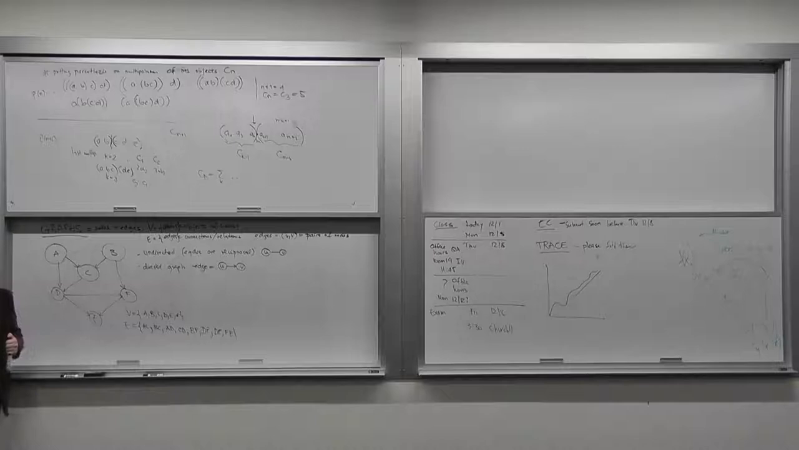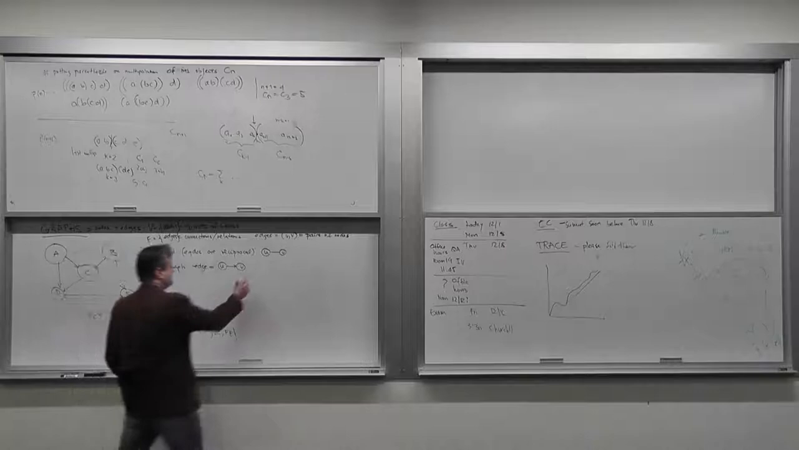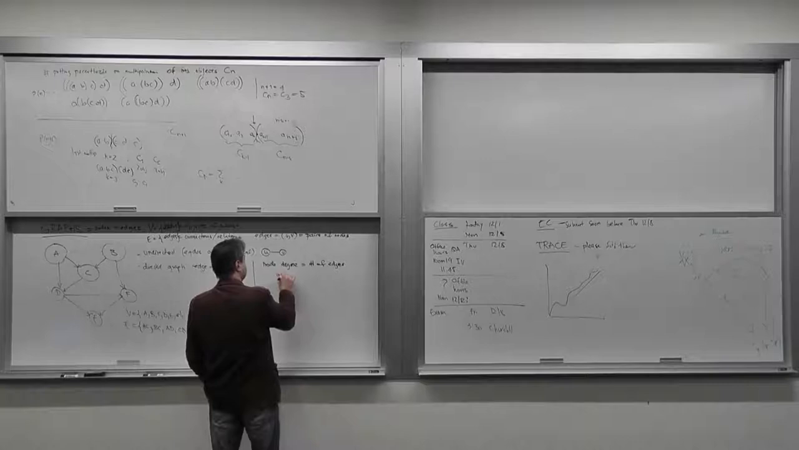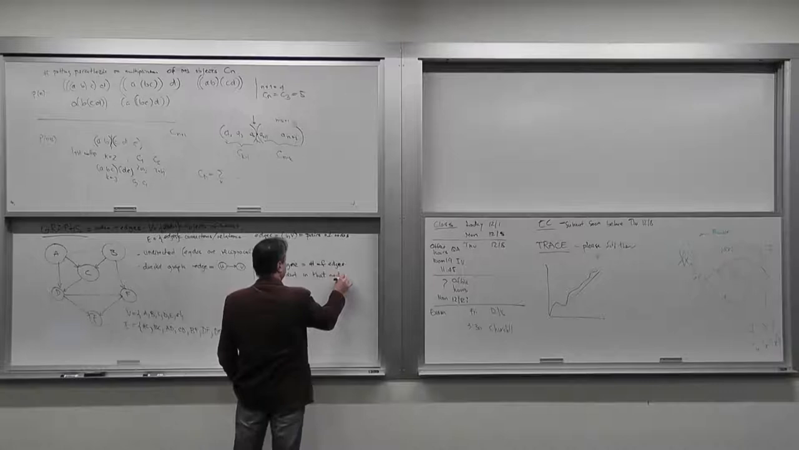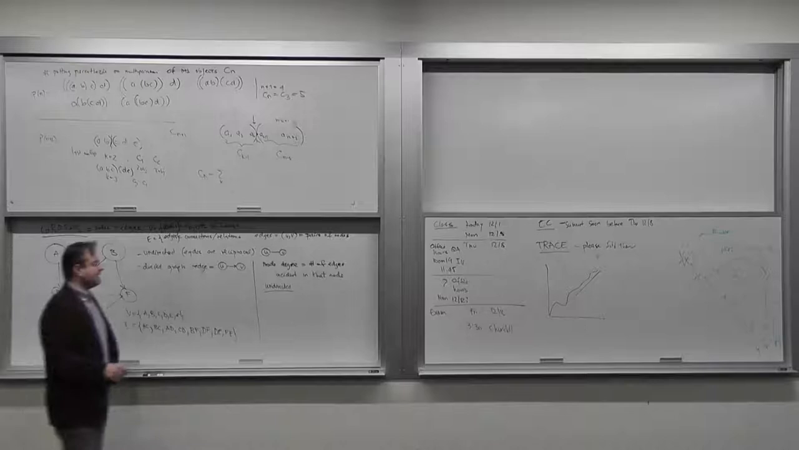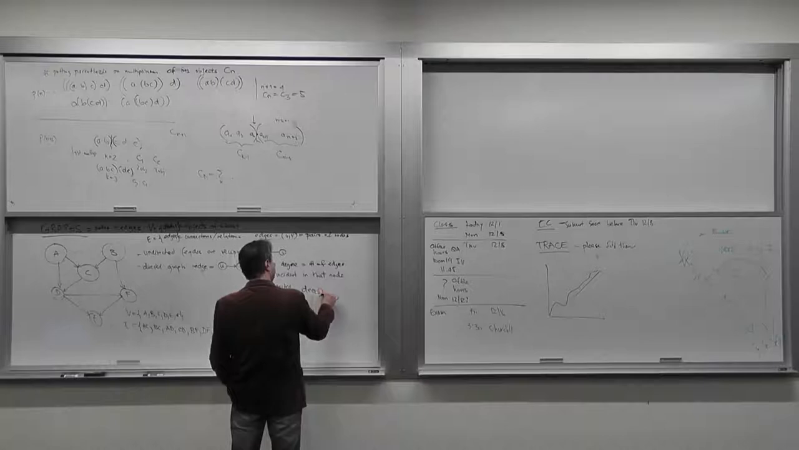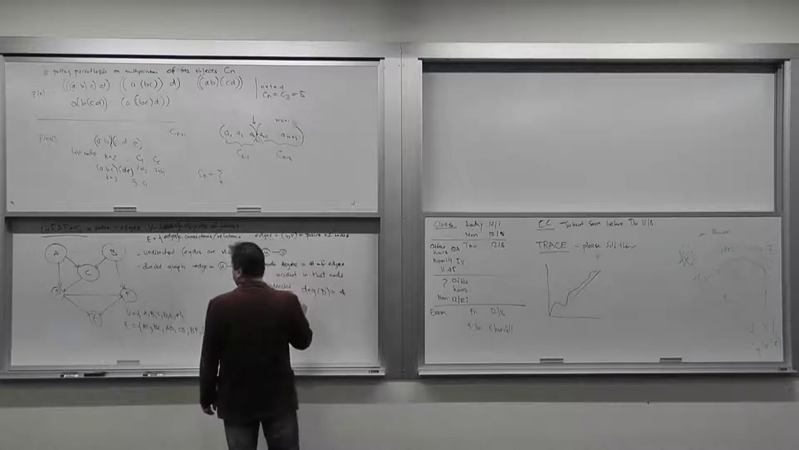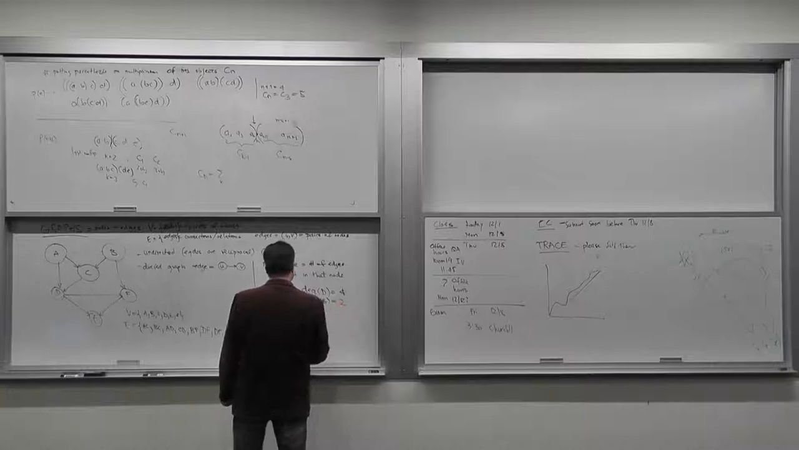So I can also talk about degree. Node degree is the number of edges incident in that node. So in an undirected graph, where I ignore the arrows or don't put arrows at all, what would be the degree of D, if the graph is undirected? How many edges are incident in here? Four. How about in B? Two edges.